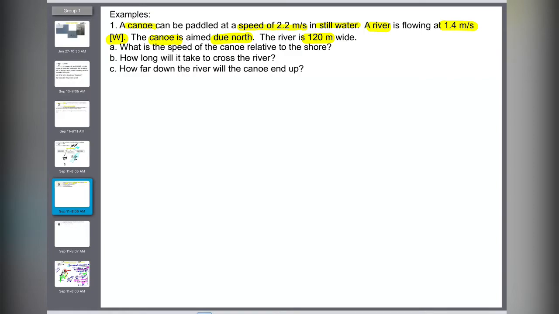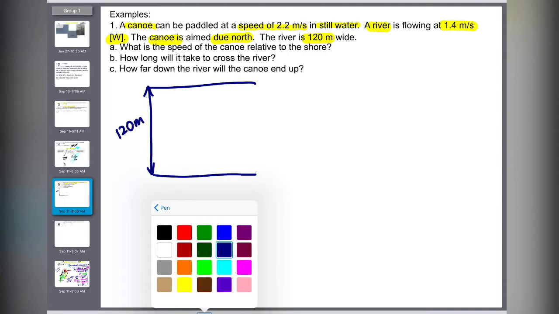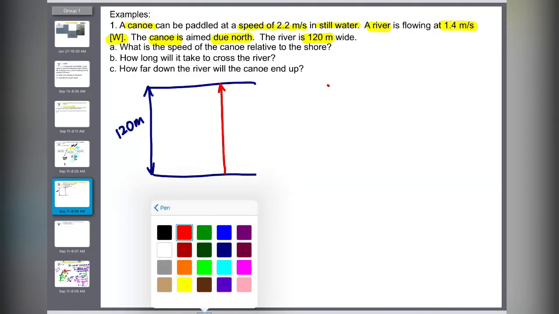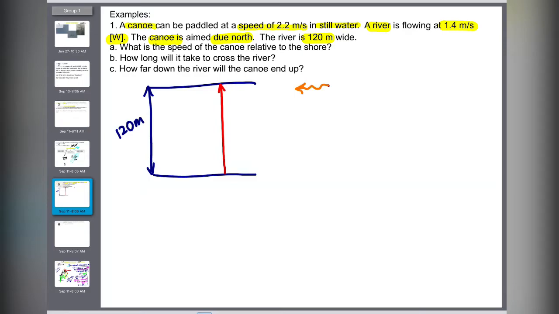Okay, so let's just draw some picture. So I know that the river kind of goes this way, right? And they tell you the width of the river, it's 120 meters. Key thing to keep in mind, they're giving us different values, some in meters and some in velocity. So make sure we don't mix it up. And they tell you that you got this canoe that is paddling going north, and it's telling you that you got this river current. I'm just going to change the color again. So I got this river that is flowing at 1.4 meters per second west.